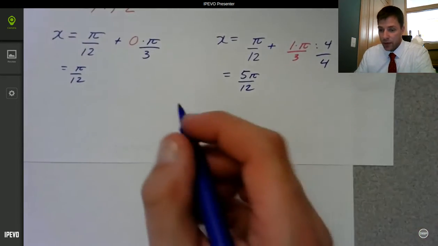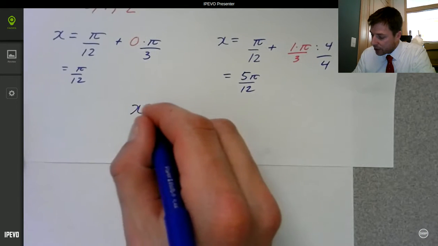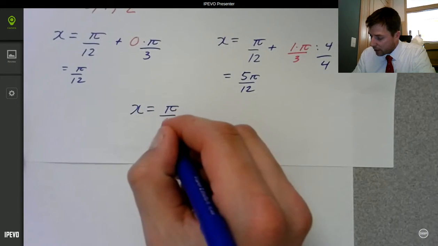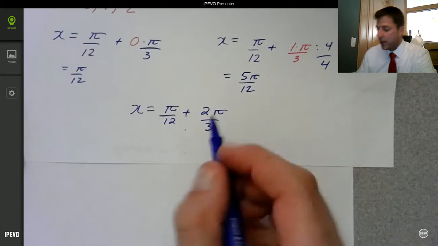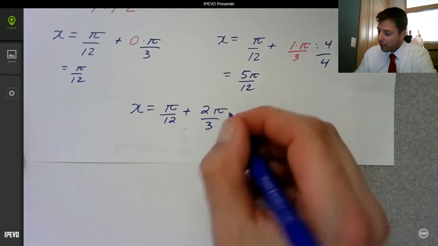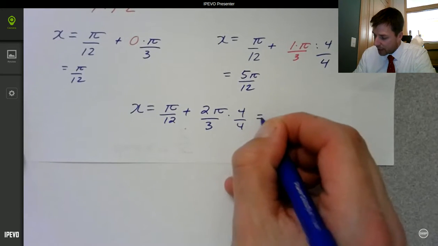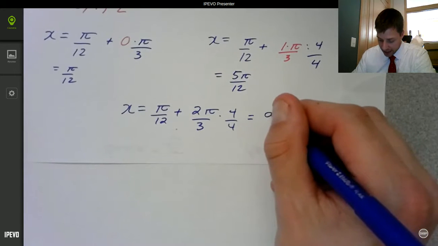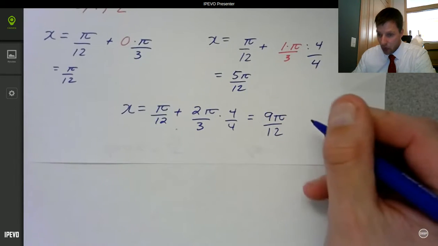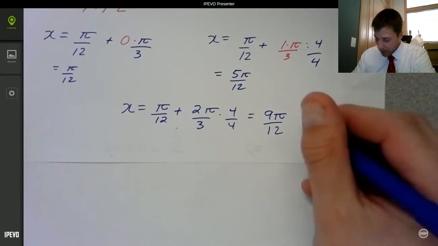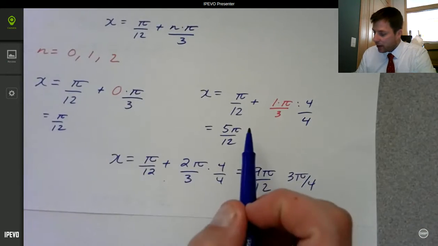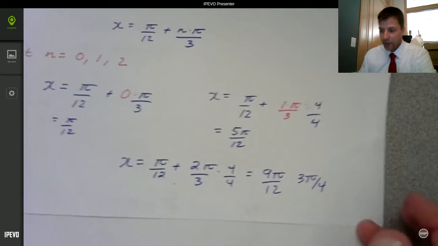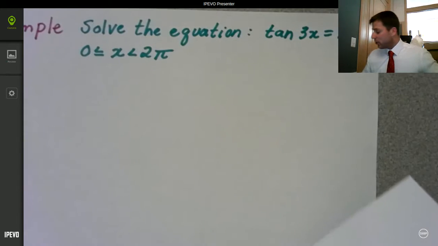Let's do one more of the solutions here when n equals 2. So you have pi over 12 plus 2 pi over 3. If you multiply this by 4 for a common denominator, that's 8 pi over 12, so that's 9 pi over 12, or 3 pi over 4. Now you're thinking, oh, I've done that, I'm done. I've got pi over 12, 5 pi over 12, 3 pi over 4. I'm not done yet.